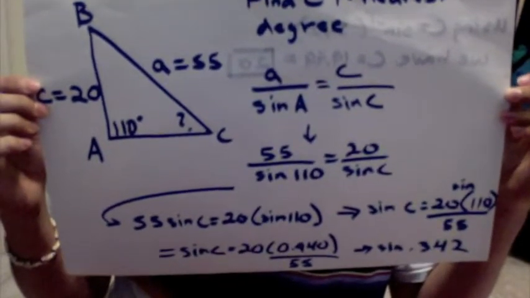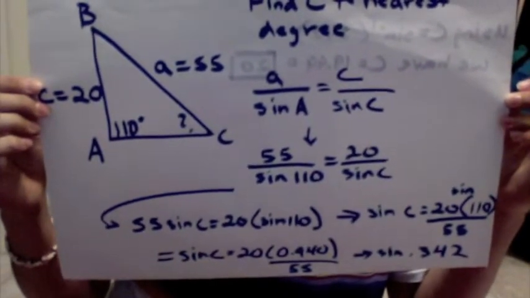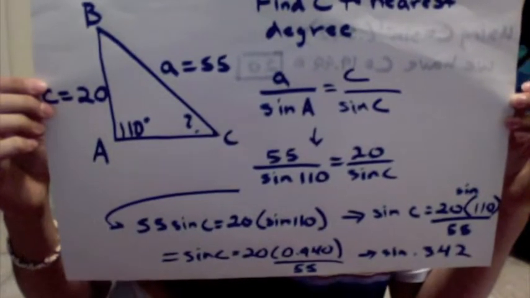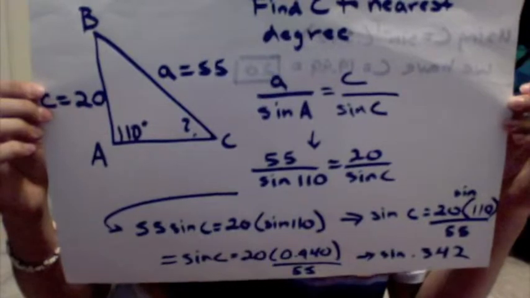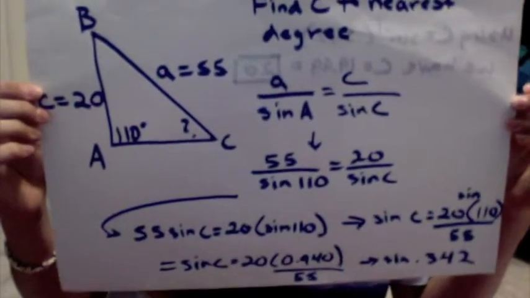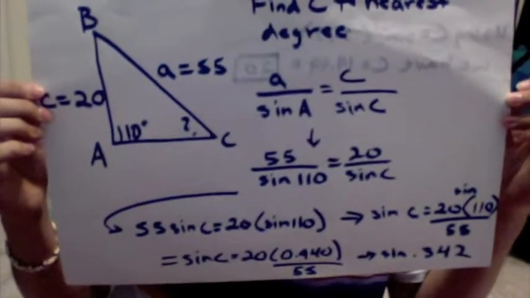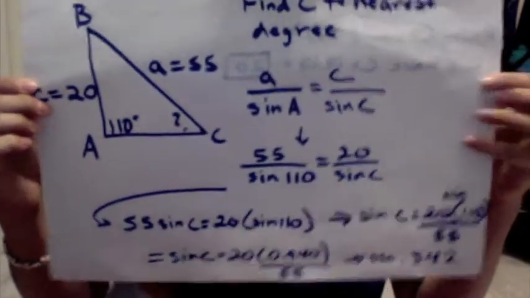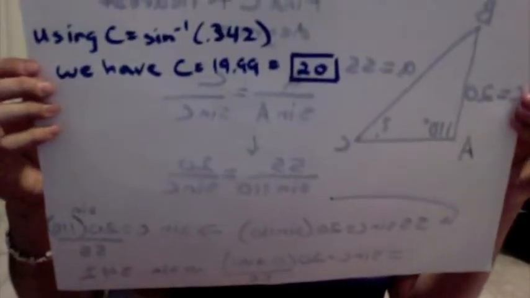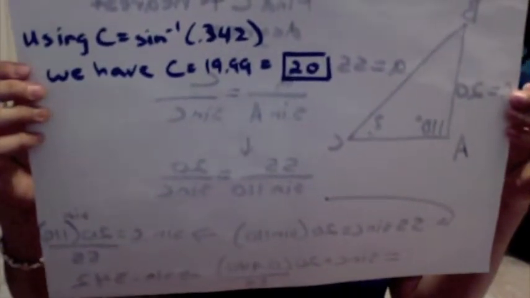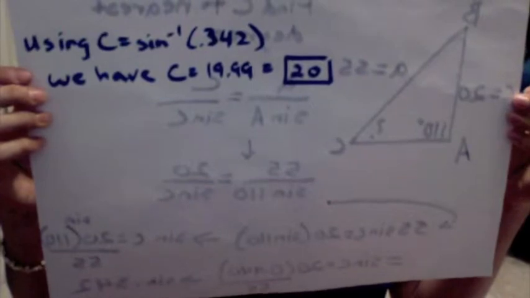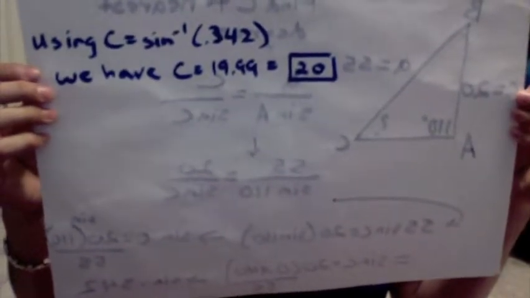Then this would equal sine C equals 20 times sine 110 over 55. This would equal sine C equals 20 times, which sine of 110 would be 0.940, divided by 55. This would equal sine C equals 0.342. Then, finally, using C equals inverse sine of 0.342, we have C equals 19.99, which is closest to 20, which is the nearest degree.